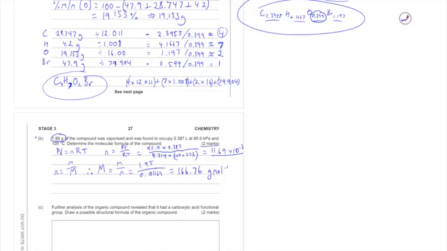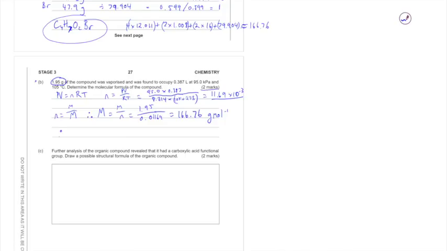And wouldn't you know it, that actually comes out to roughly 166.76. Doesn't quite come out to the same figure, but it comes out very close. And therefore we can say with confidence that the molecular formula is C4H7O2Br, which is actually the same as the empirical formula we found before.